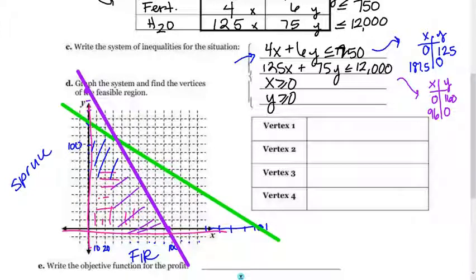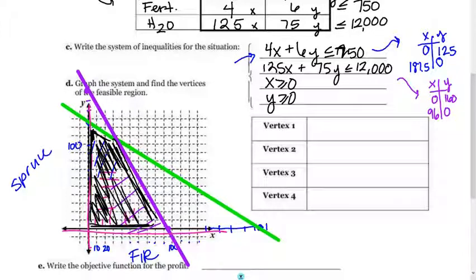So hopefully you notice that your feasible region is this little quadrilateral. It has 4 corners. Okay, and now I need to find the vertices, and the first one's super easy, 0, 0.